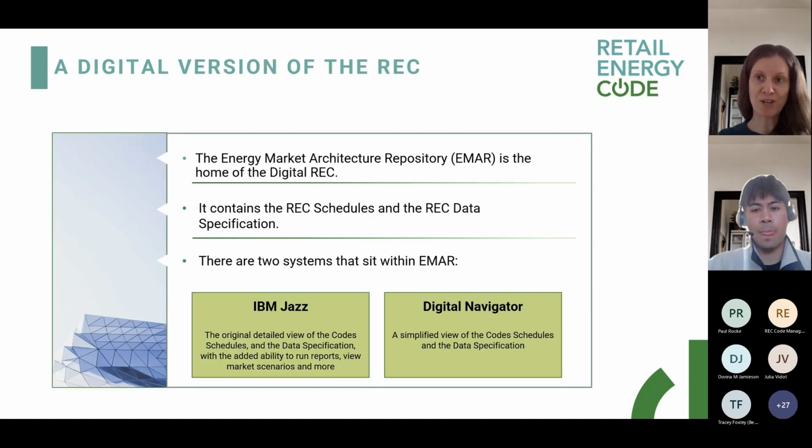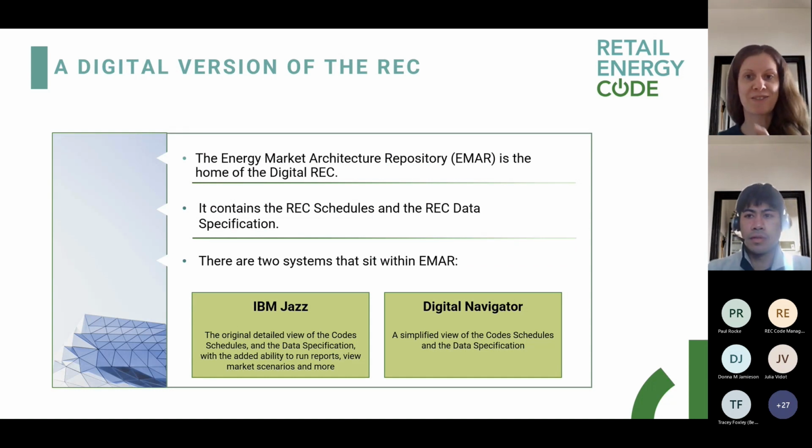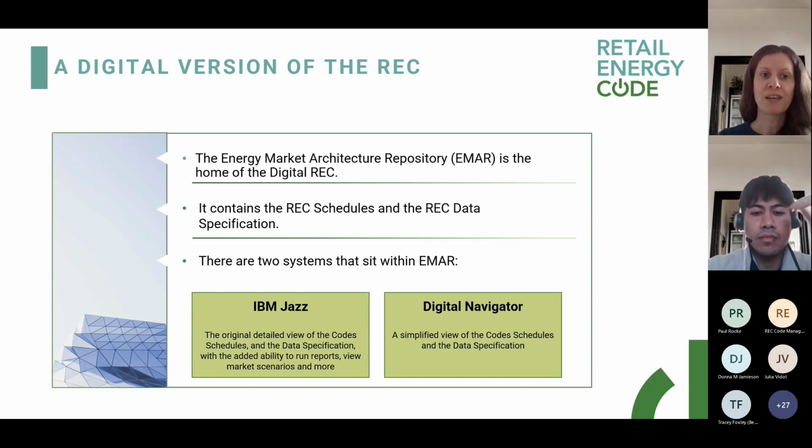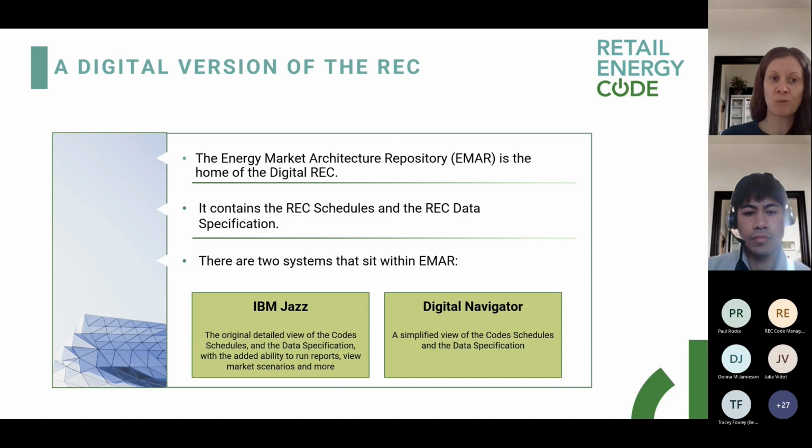So we are going to be showing you the system rather than being slide focused today, but we're just going to start off with a brief slide saying what is the energy market architecture repository. So it's essentially a repository. It holds the retail energy code schedules and the REC data specification. The EMAR currently has two systems that sit within it. So when REC first went live, we just had the IBM Jazz side. So this is an off-the-shelf IBM Jazz system that contains the REC legal text and the data specification in digitalized format. And it has functionality to do things such as run reports and show processes in diagrammatic format.